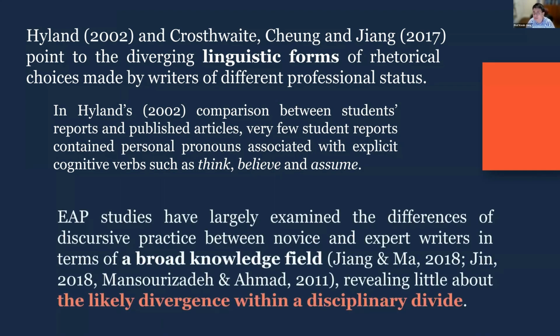So previous EAP studies are mainly concerned with the differences of discursive practice between novice and expert writers in terms of broad knowledge fields, hard and soft disciplines, or hard and soft sciences. They don't pay much attention to the likely divergence within a disciplinary divide, like within hard sciences or within soft sciences. They just discussed the differences between students and expert writers in terms of a very broad knowledge field.